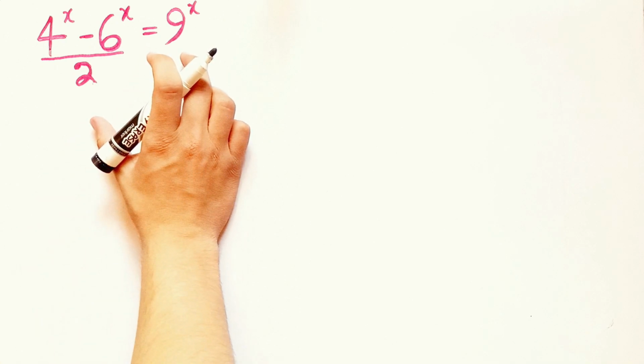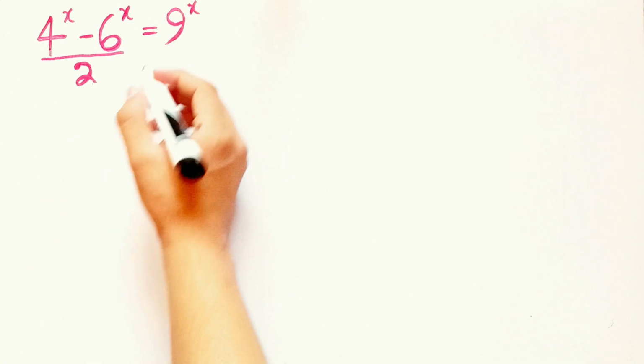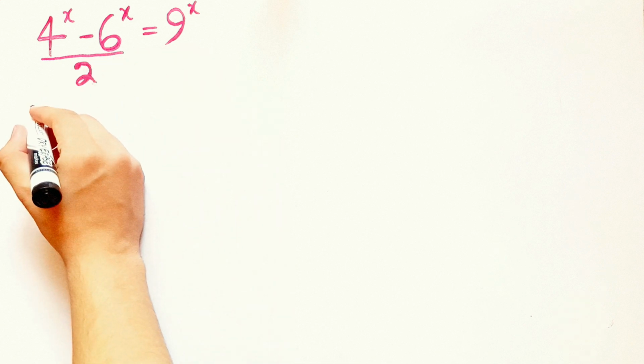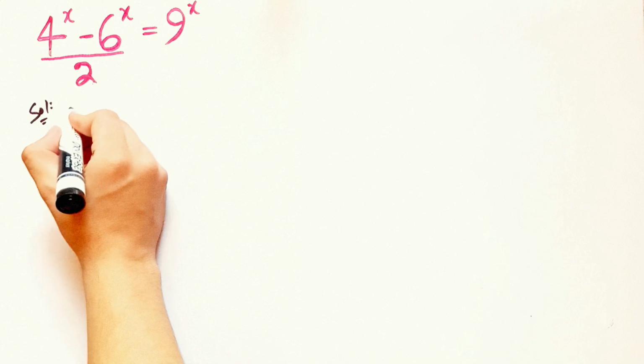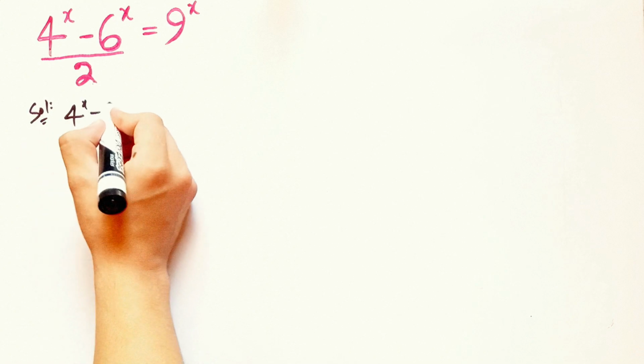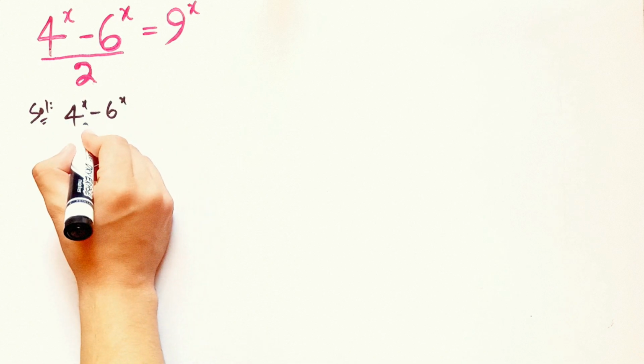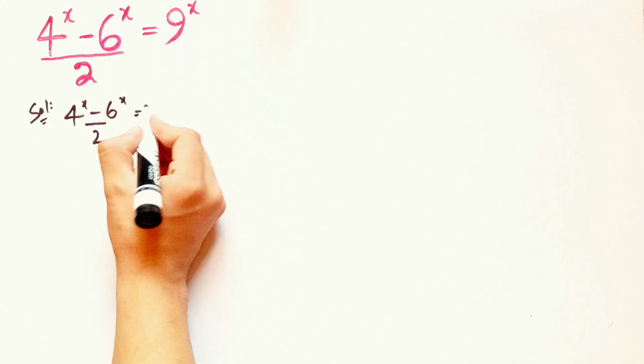So we have this equation and we have to find the value of x. So let's get started and find the solution for this equation. Now we have (4^x − 6^x)/2 = 9^x.